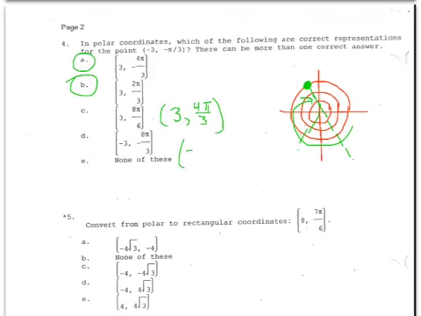-8pi/3, let's add 2pi to that. So let's add 6pi/3, and we'll get -2pi/3. So -2pi/3 would be here. So that does not look like the correct answer. So it looks like A and B are correct answers for 4.